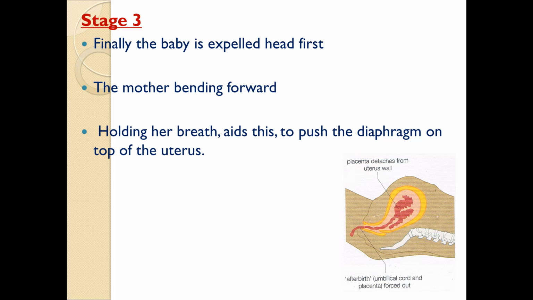Stage three, and of course this is the final stage. So finally they are saying that the baby is expelled out, and of course the head will expel first, and the mother bending forward. In terms of bending forward, that basically puts additional pressure, additional force on the lower abdominal area there, so that the fetus can expel much faster.